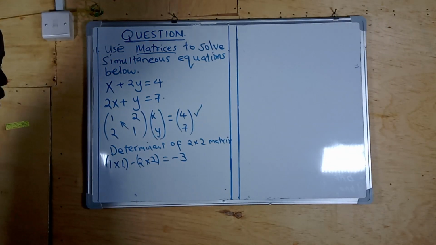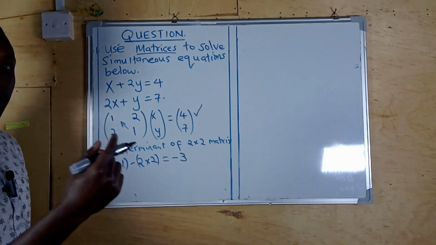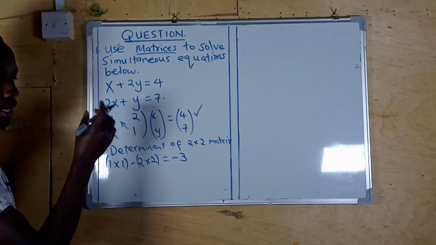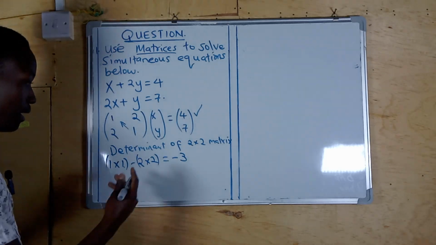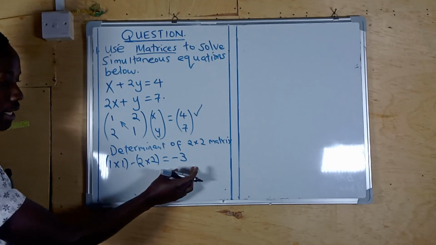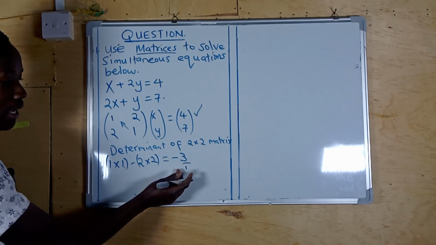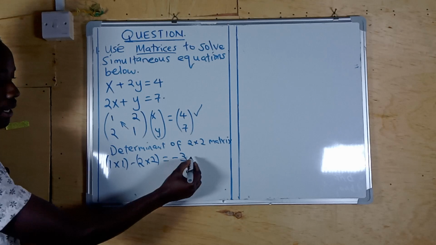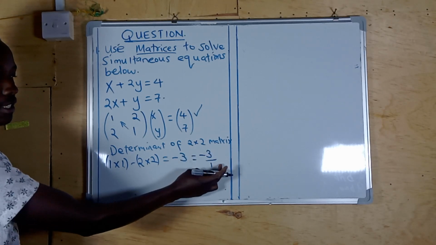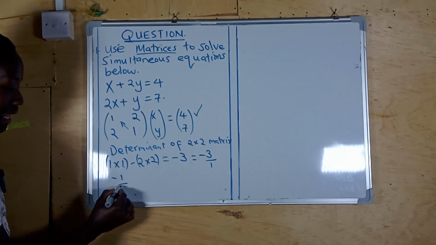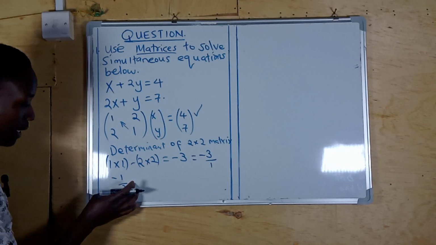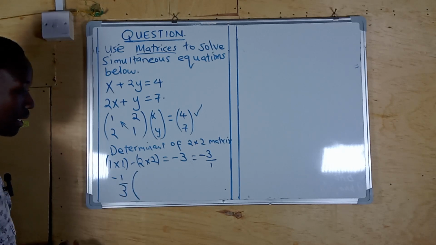Once we find the determinant, we are now supposed to find the inverse of this 2 by 2 matrix. And how do we find the inverse? This is how we go about it. We take the reciprocal of the determinant. So the reciprocal of negative 3, remember negative 3 is the same as negative 3 over 1, is negative a third. So our inverse is going to be negative a third into brackets.